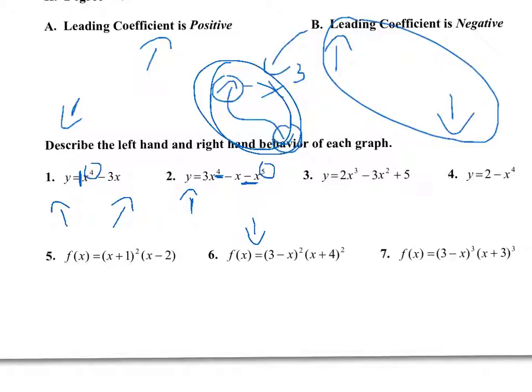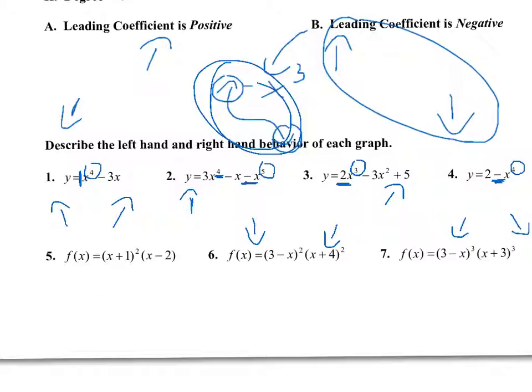Number 3, let's see here. Well, the first one is the highest exponent, so it's 3. So it's going to be like the S curve, and its leading coefficient is positive, so it goes up left to right. So it goes down to the left, up to the right. This is all we're doing. Okay, number 4, we see that 4 is the degree. The leading coefficient's negative, so this is like an upside down parabola. It goes down to the left, down to the right. Very simple.